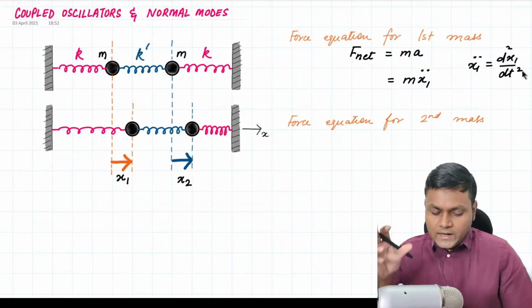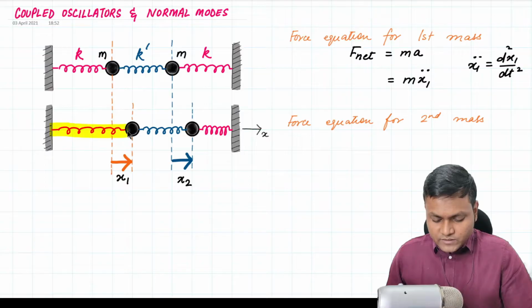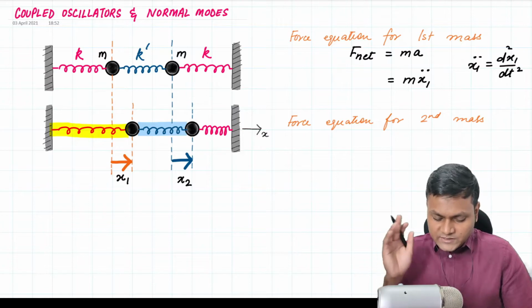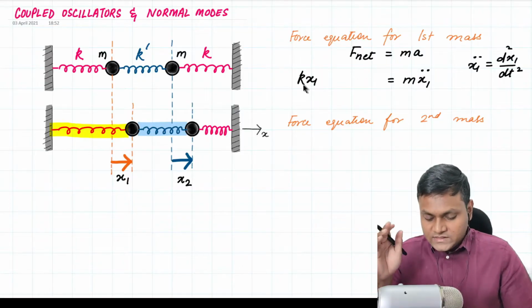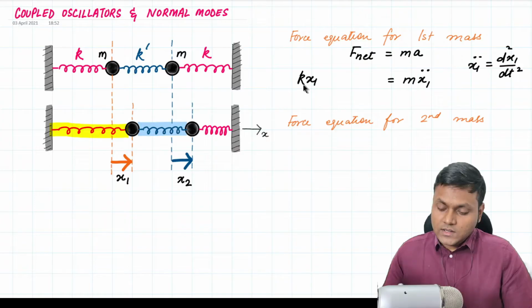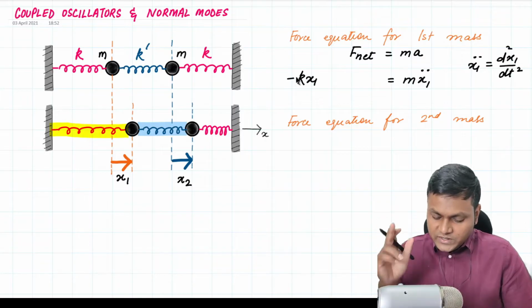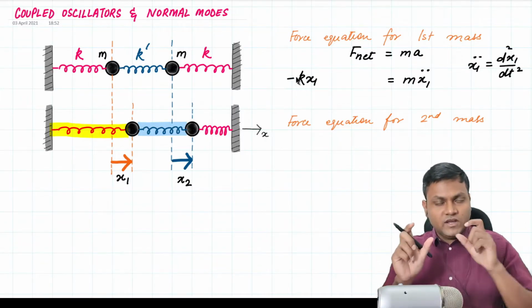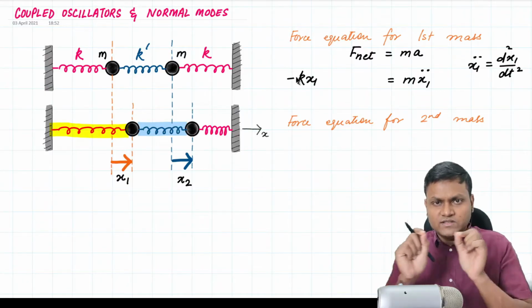Now, what is the net amount of force experienced by the first mass? The net amount of force experienced by the first mass is associated with the first spring as well as the second spring, right? So what is the extension experienced by the first spring? The extension experienced by the first spring is x1. So the force associated with that is kx1. And since the force is acting opposite to x1, I'll have to write minus kx1. Quite simple. Now, what about the extension experienced by the second spring? The second spring is different from the first spring in the sense that in the second spring, both the ends are experiencing some kind of an extension.